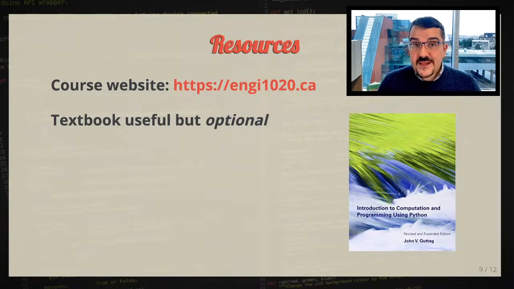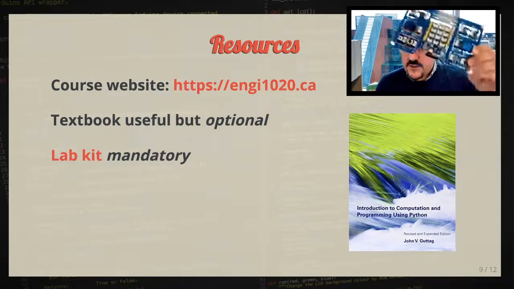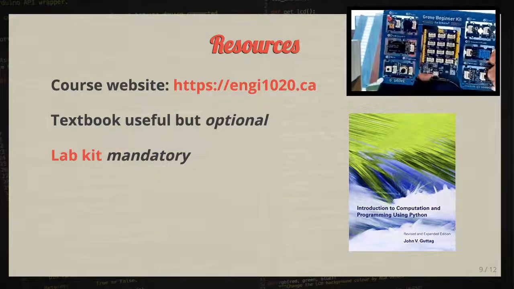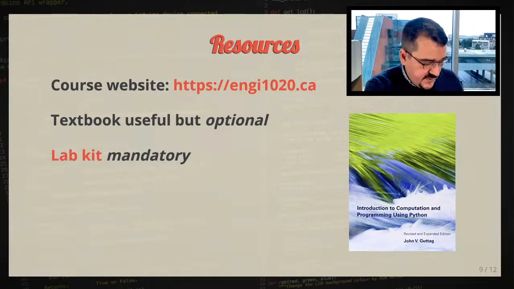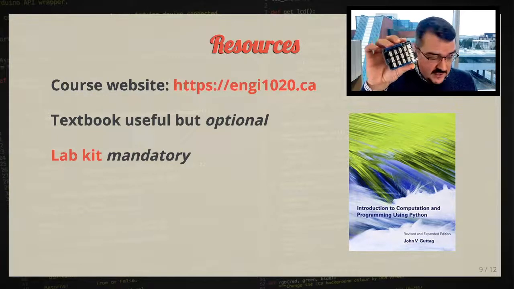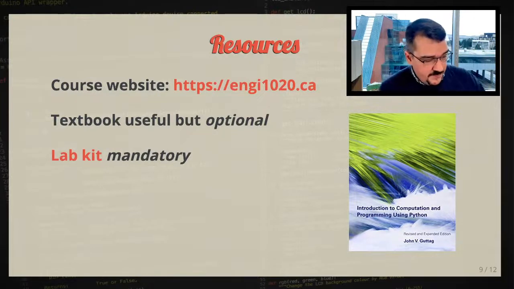The thing that is mandatory for this course, instead of a textbook, is a lab kit. So this device, let me see if I can hold that up here. This is called the Grove Beginner Kit. It used to be that we would have students buy, sorry, this box is hard to open, a device that looks like this and a kit that looks like this, and you'd put a bunch of things together, and that costs somewhere in the neighborhood of $100.